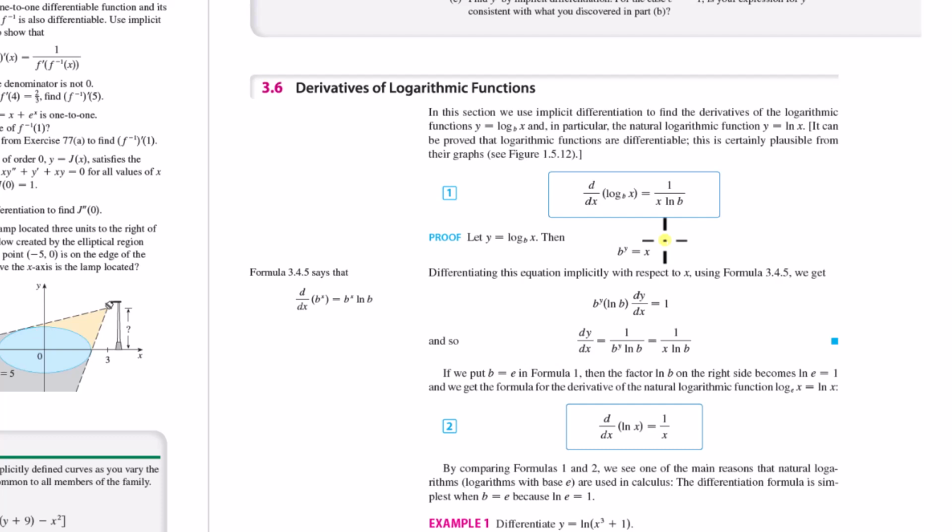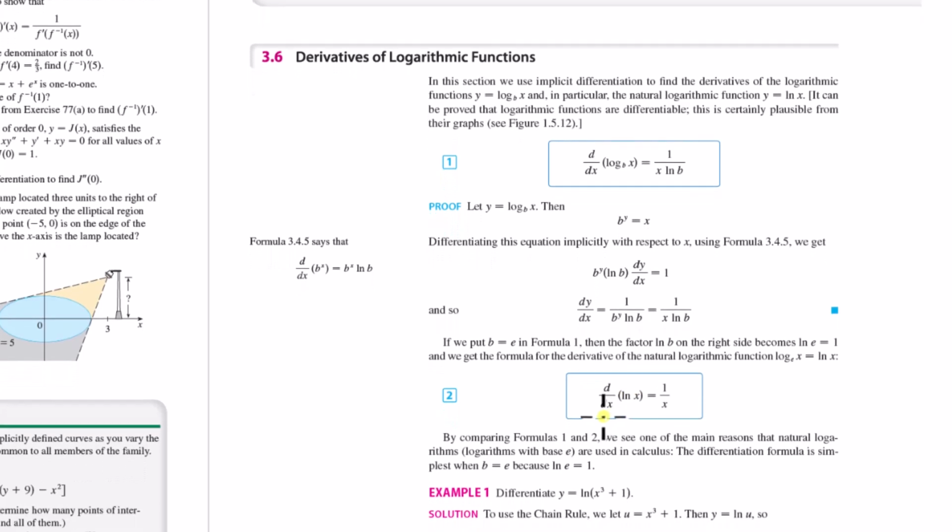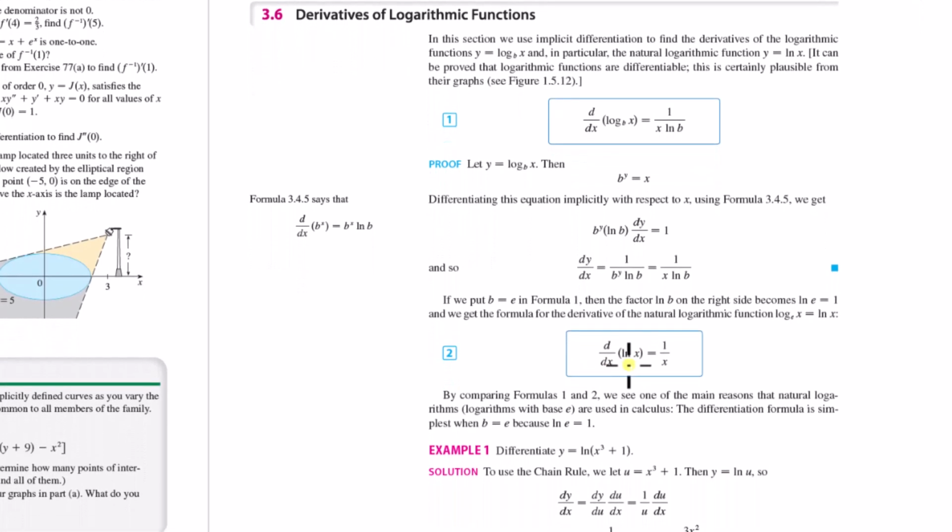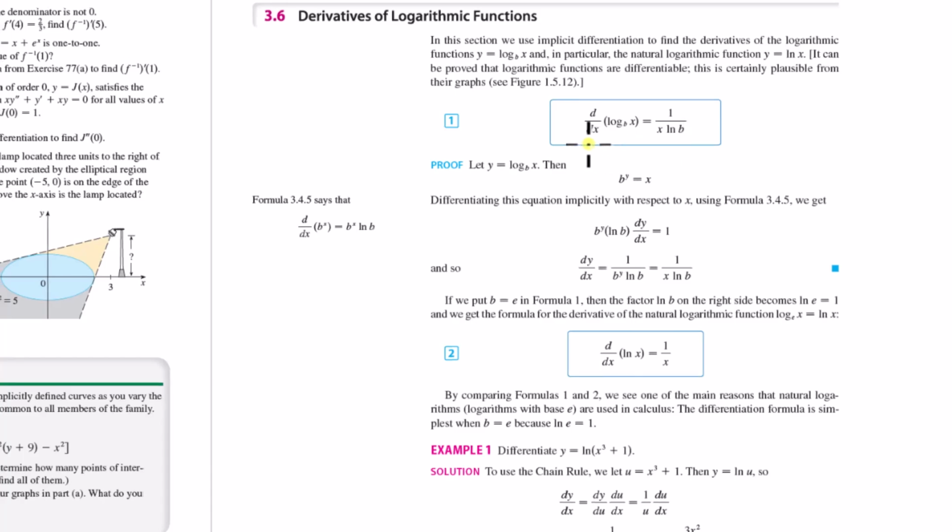Now, if you have a natural log, then it's base e. Natural log of x means log base e of x. Natural log of e is 1, so the derivative of the natural log of x is just 1 over x. But again, in general, for logs, this is the formula for the derivative.